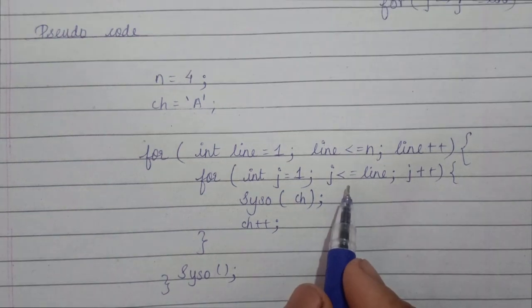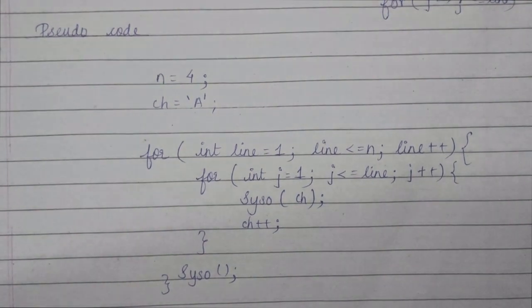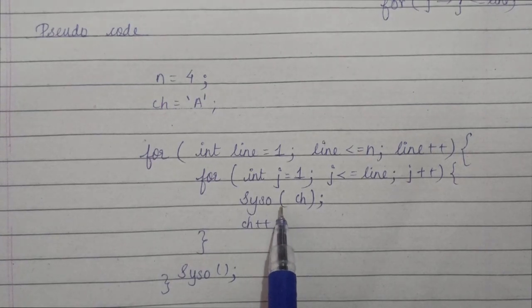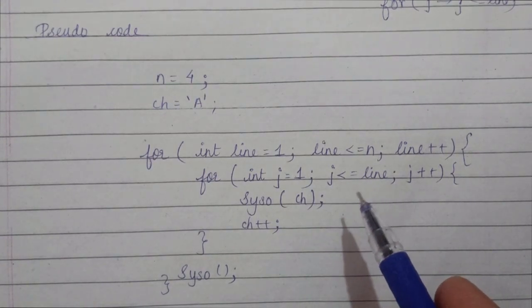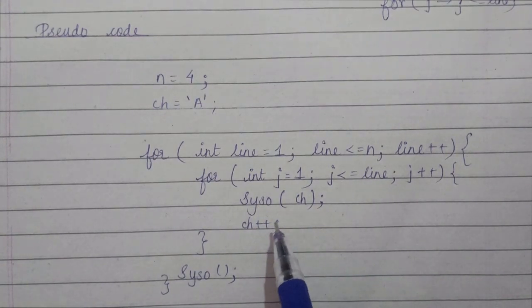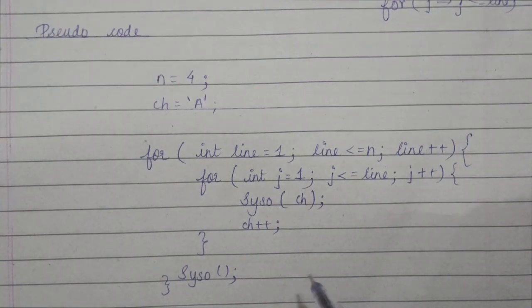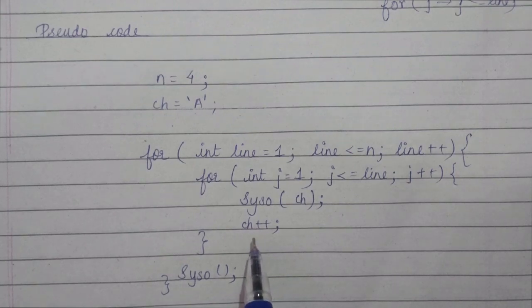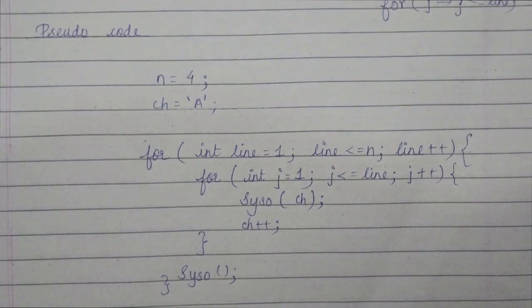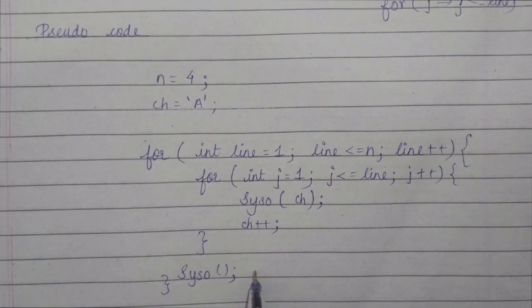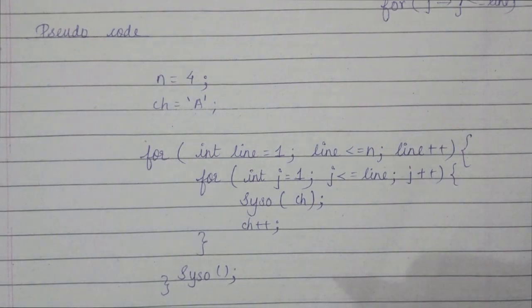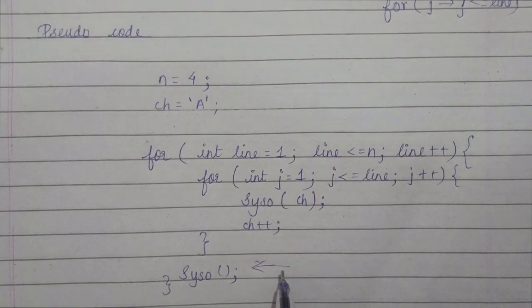It checks the condition before printing the character. If the condition is true, then it will print the character. After we print the character, we have to update the character. After updating it will become B, C, like this. And this is for the next line. The compiler will go to the next line from here.